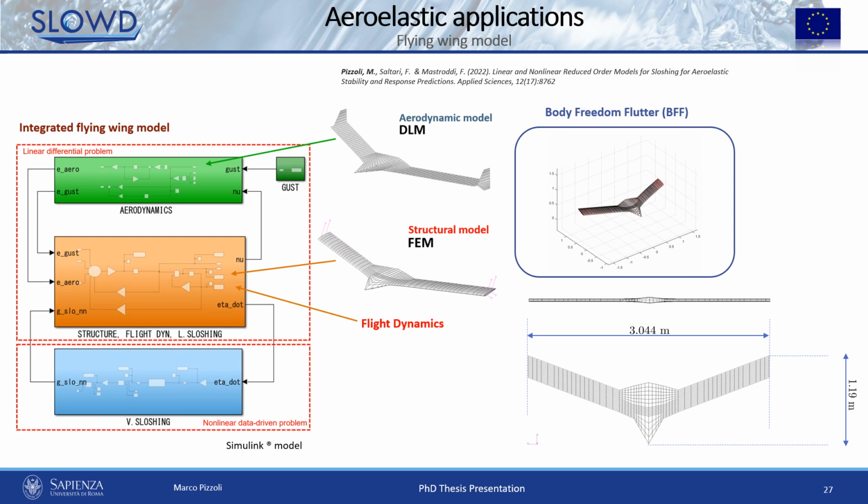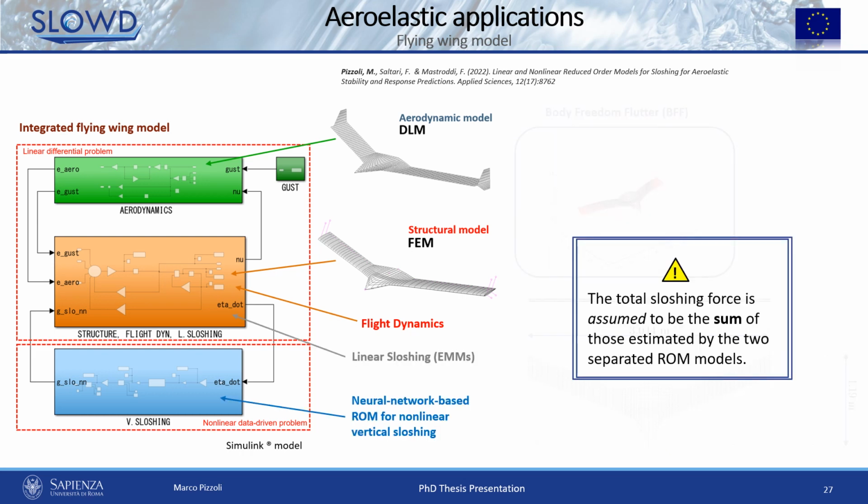The only note about this is that the equivalent mechanical model introduces added states in the formulation, added states representing the linearized sloshing dynamics. And the assumption made is that we can consider the combined effect of the two dynamics of sloshing by simply summing the forces estimated from the respective reduced order models.